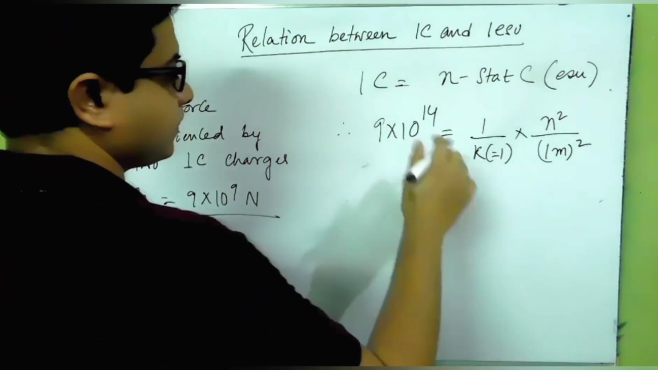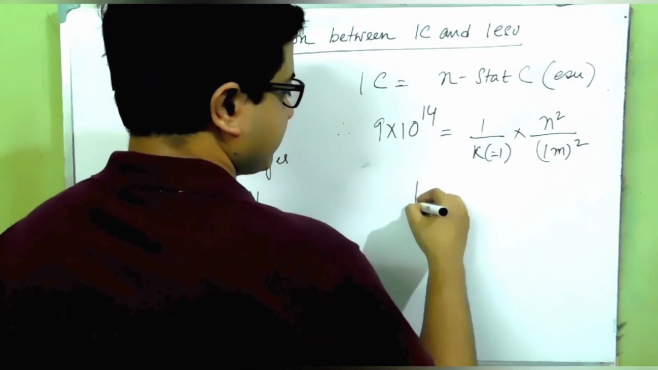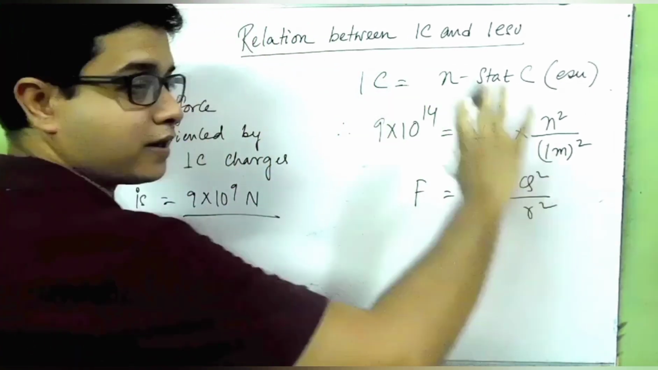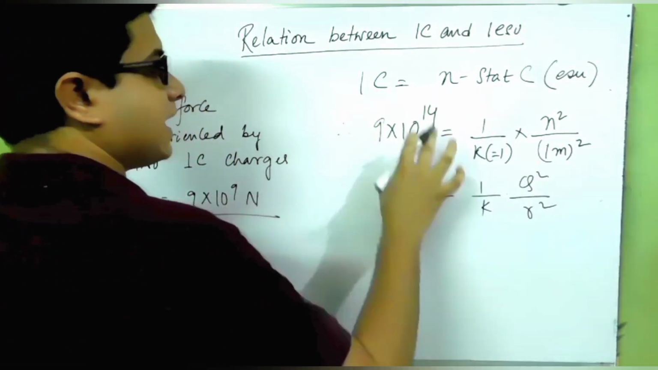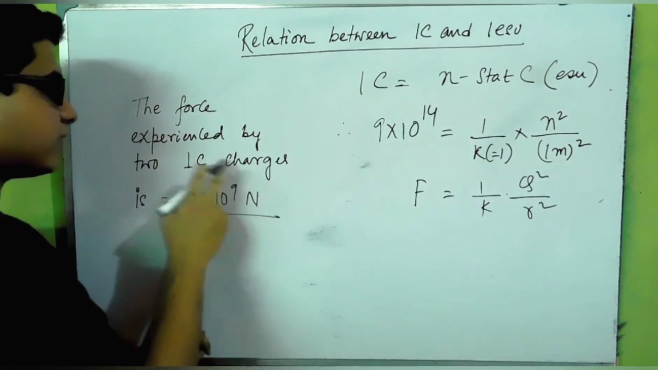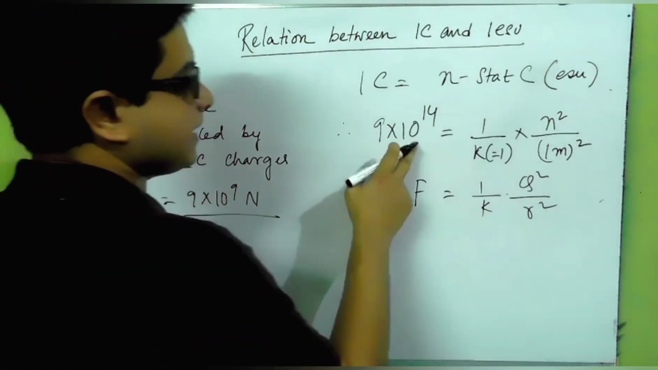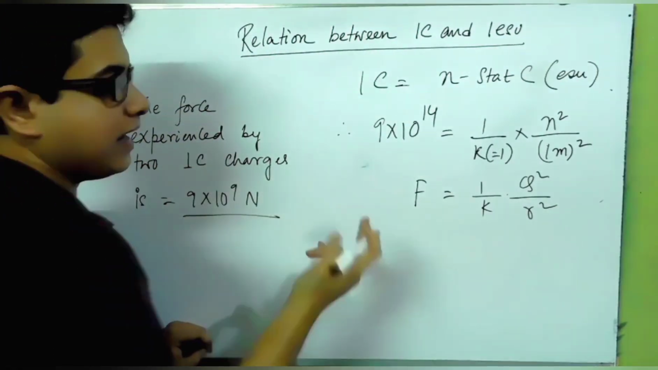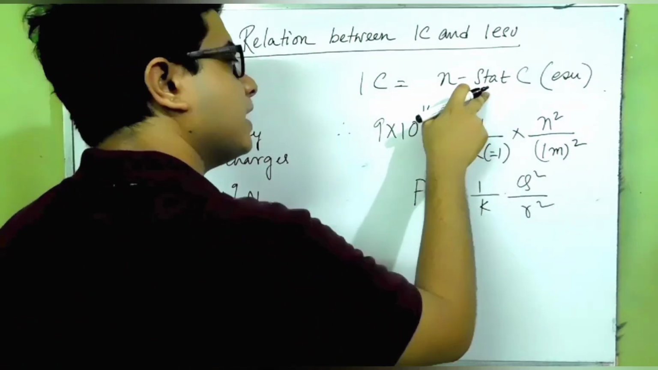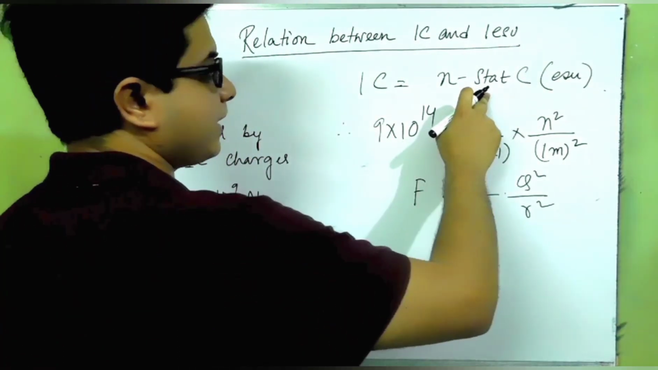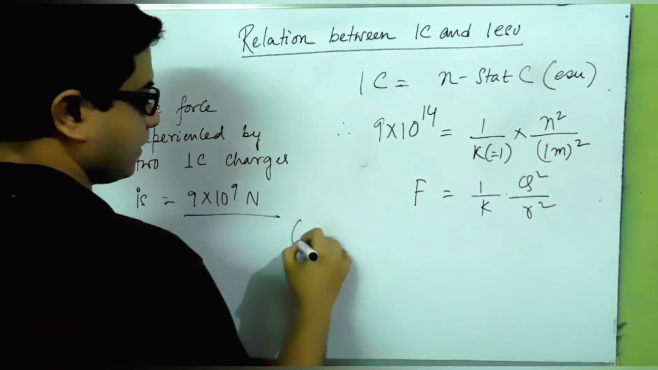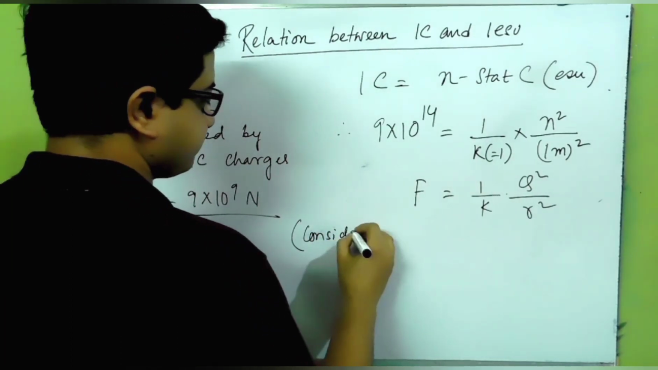Okay, so we are actually using the CGS formula, that is F equals 1 by K times Q square by R square. It is the same structure. Only the amount of force is 9 times 10 to the power 14 because the force experienced by 1 Coulomb charge is 9 times 10 to the power 9 Newton, which in dyne is 9 times 10 to the power 14. As we are using stat Coulombs and 1 Coulomb equals n stat Coulomb according to our assumption, we have put n square, considering like charges.